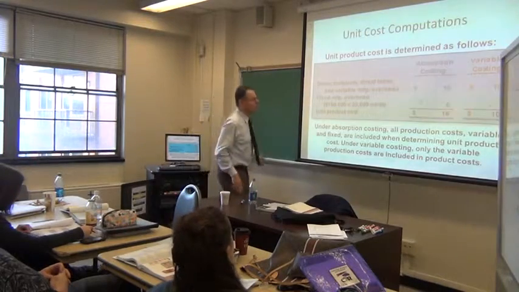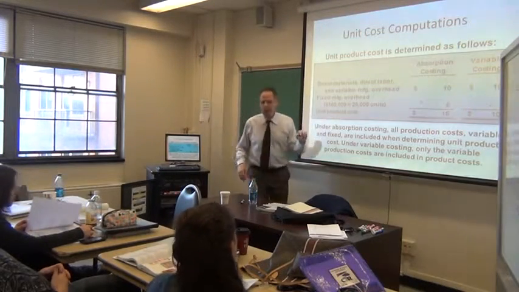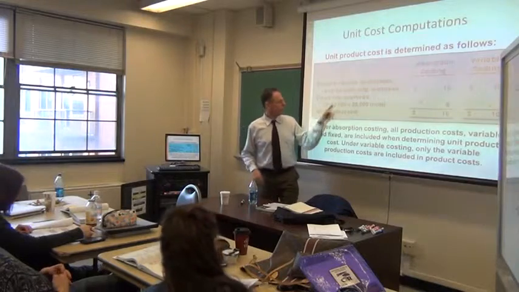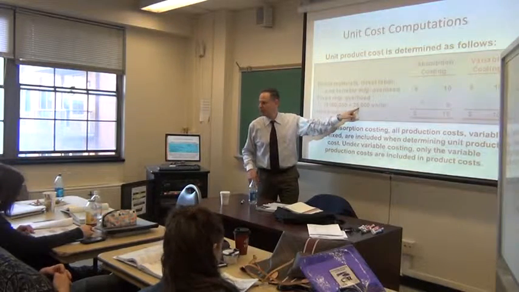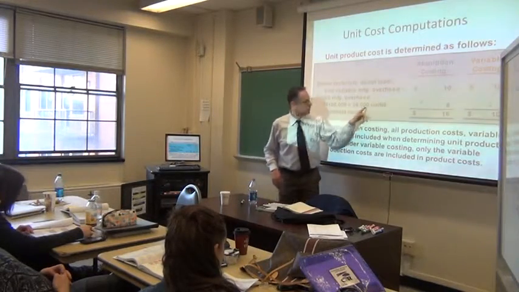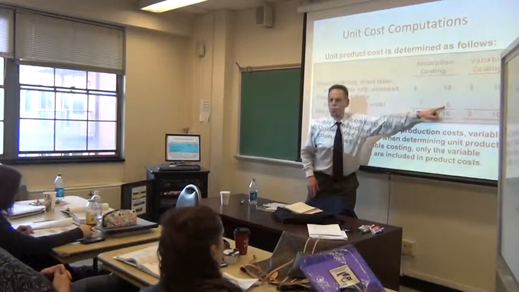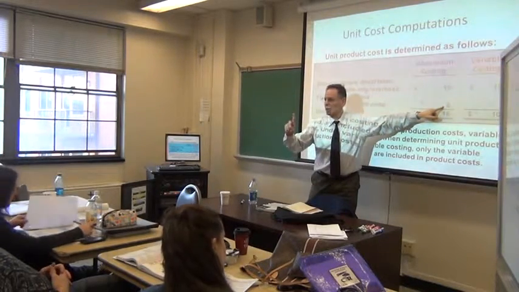Oh wait, how'd you get to 6? For just the fixed part. Yes, it's 150 divided by 25,000. No, we're not adding the 100 of selling and administrative, we're just coming up with the fixed manufacturing. Oh, just the manufacturing. Okay, fine.